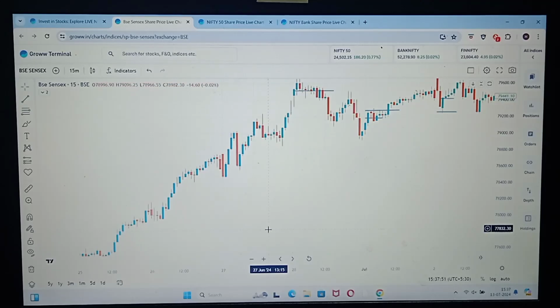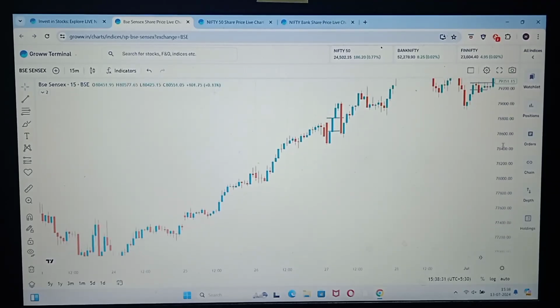Then we will see 27th of June. We can see green candle, 9:45 candle. We will be marking the low and high. So clearly after this, 10 AM, we are getting a trade. We are getting 2 consecutive green candles, big move from 78,822 level to 79,000, around 200 points.